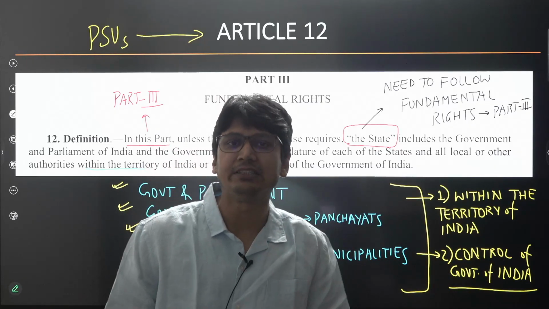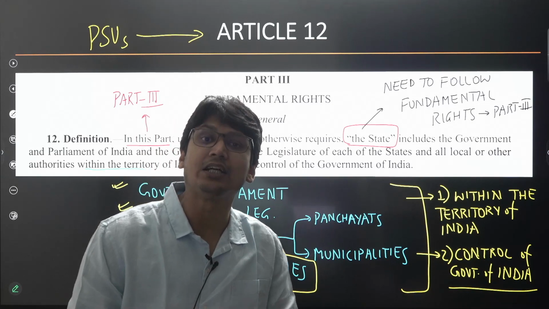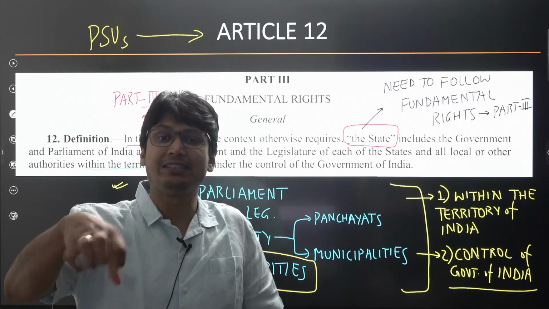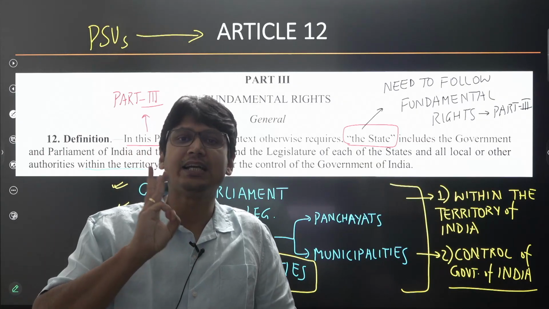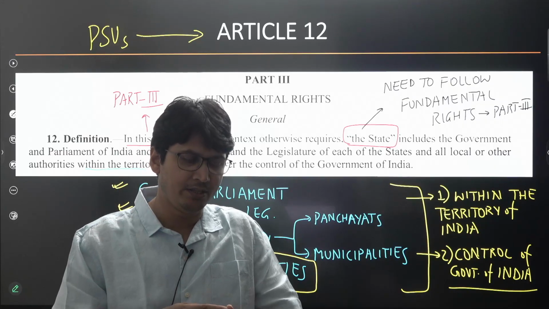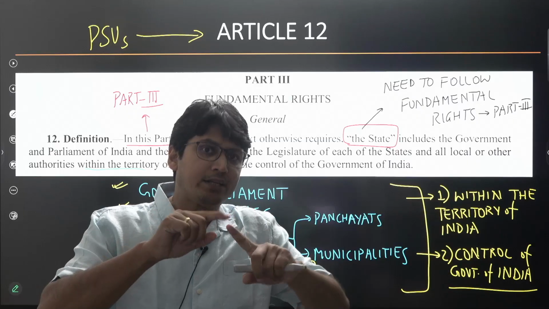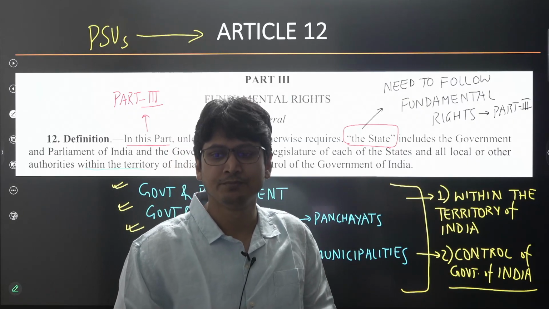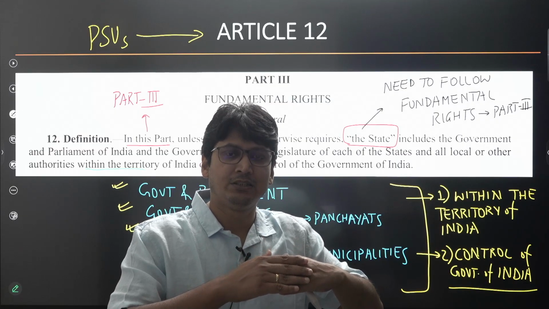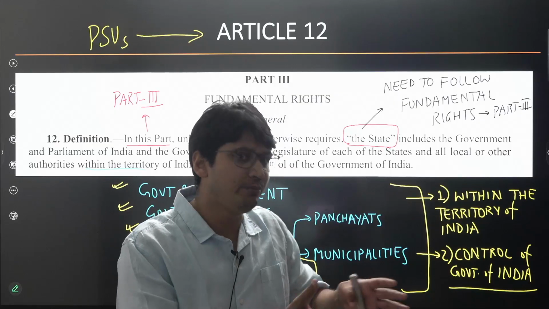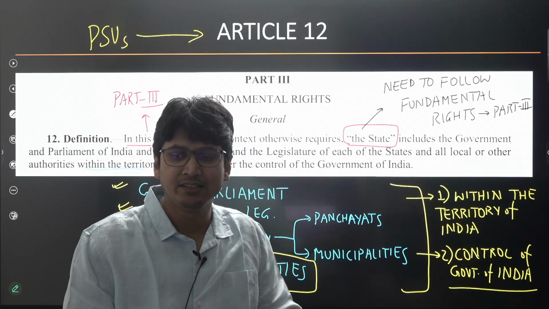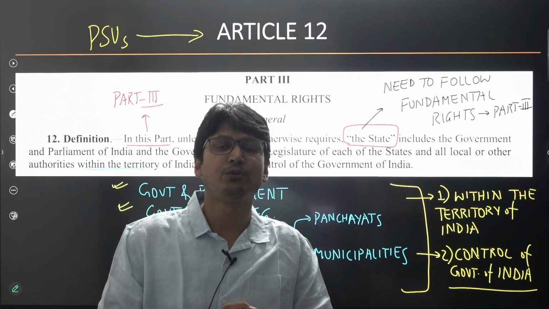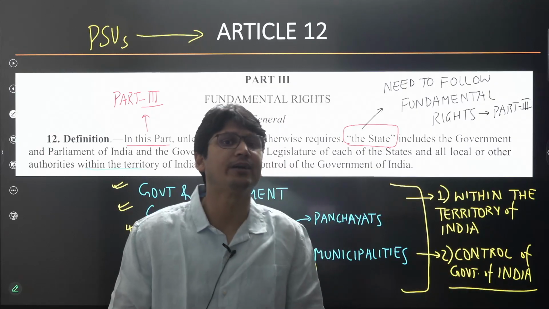And when can we say that these other authorities are under the control of the government of India? How can we say that someone is in control? Two or three aspects we can say. One is the power to appoint or to dismiss. Then we can say that person is under control. If government of India has power to appoint or remove, then definitely we can say it's under the control of the government. Second, power to provide guidance or guidelines for administration.